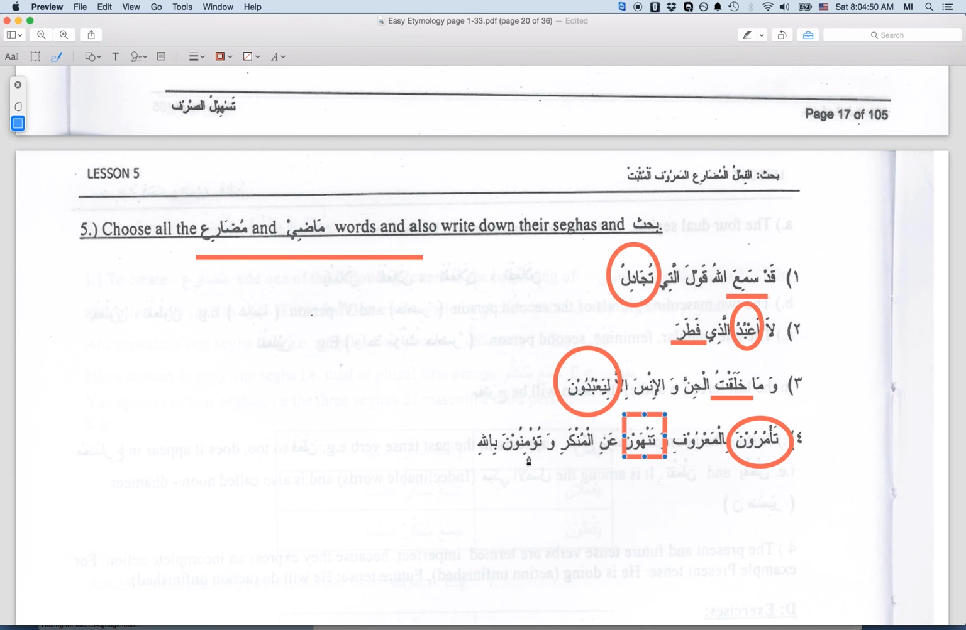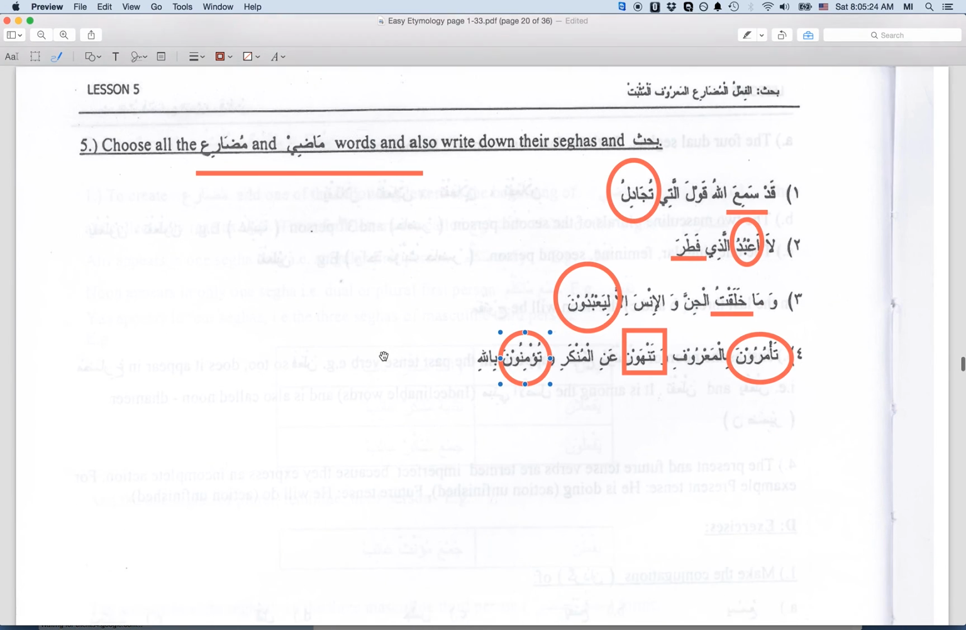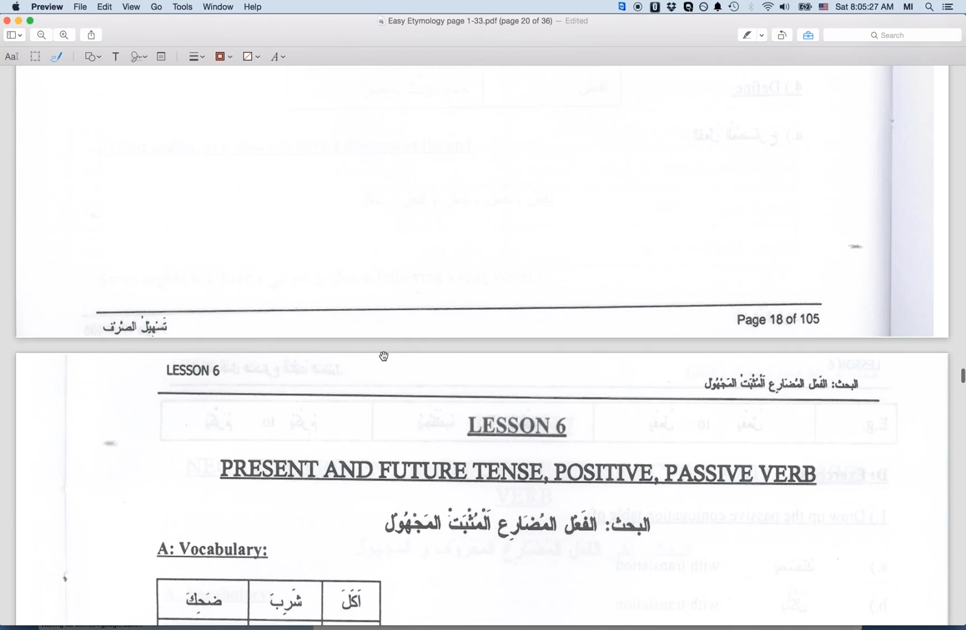عن المنكر وتؤمنون بالله. تأمرون بالمعروف. And this, all of these are مضارع. تأمرون بالمعروف وتنهون عن المنكر. And that concludes lesson 5.